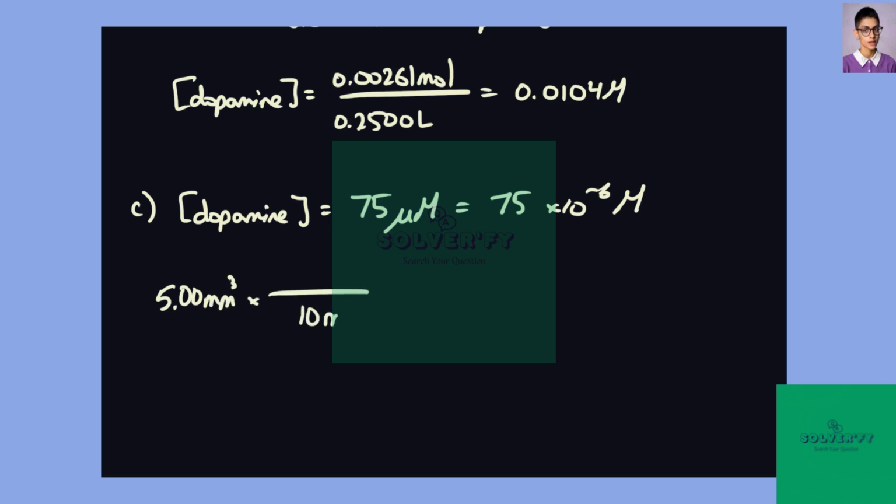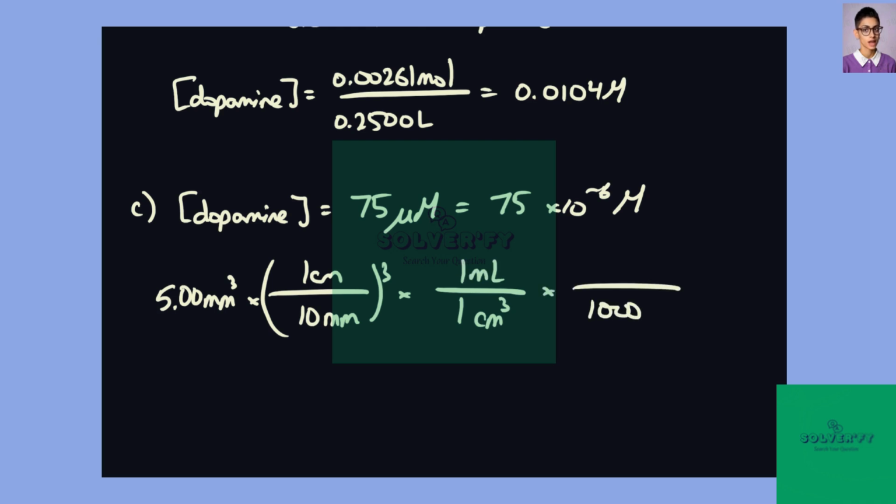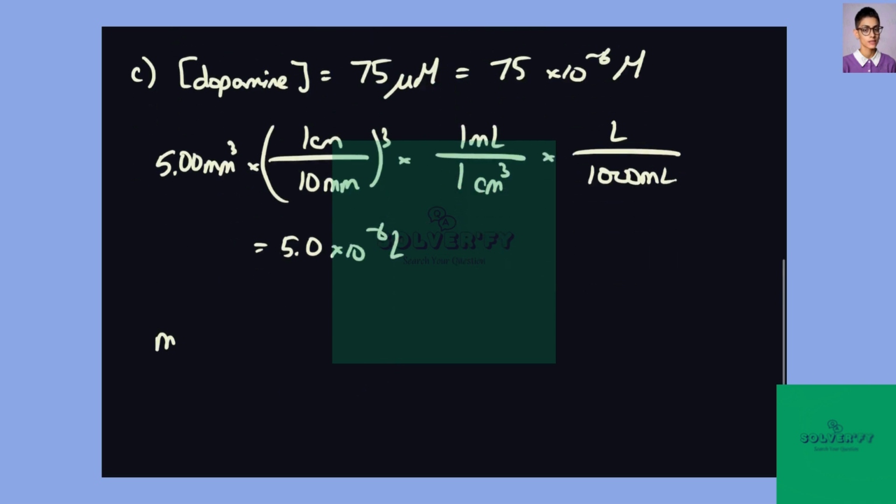Let's convert this into liters. I know that there's 10 millimeters in 1 centimeter, that'll be cubed. 1 centimeter cubed is equivalent to a milliliter, and 1,000 milliliters in a liter, and this would give me 5.0 times 10 to the negative 6 liters.